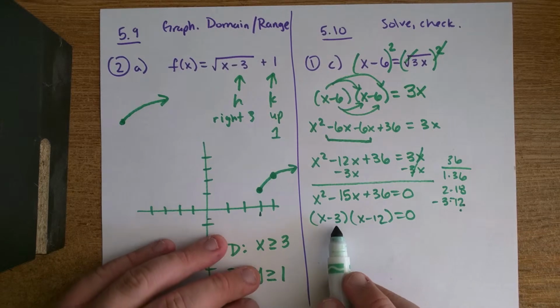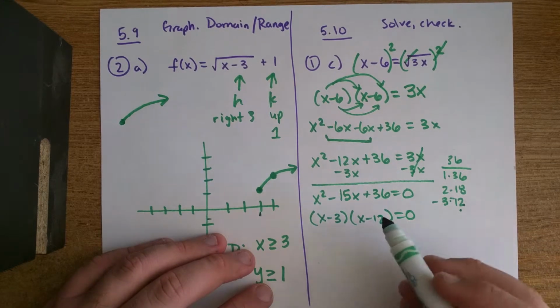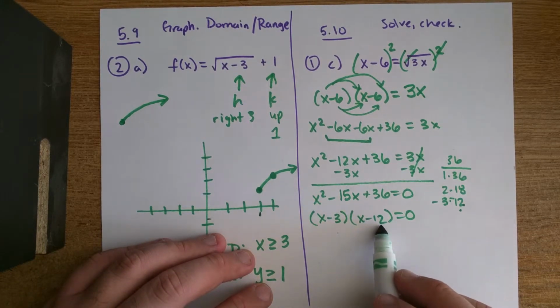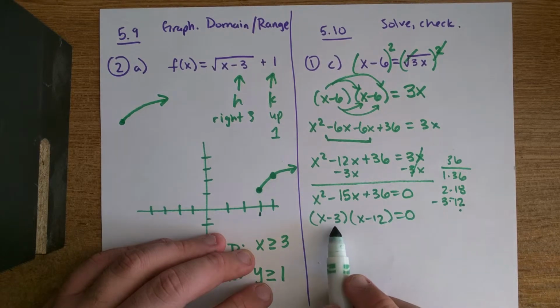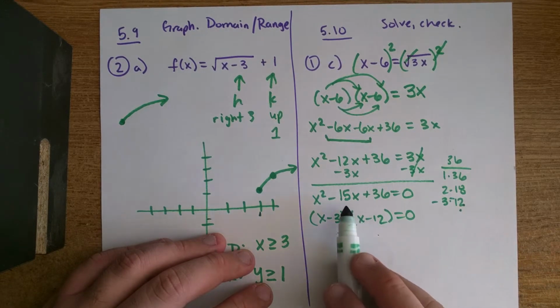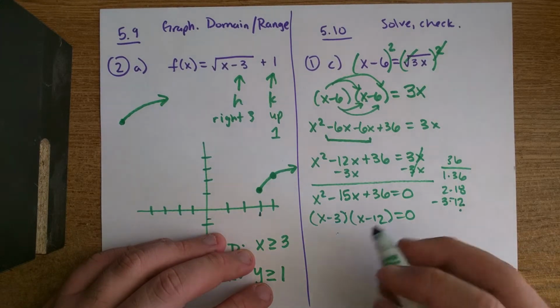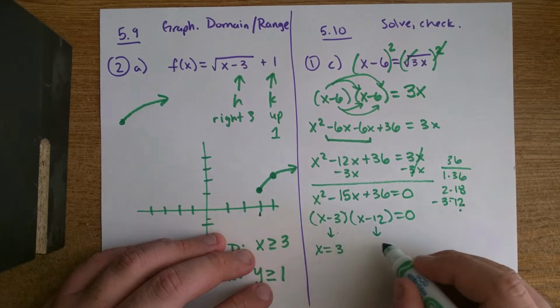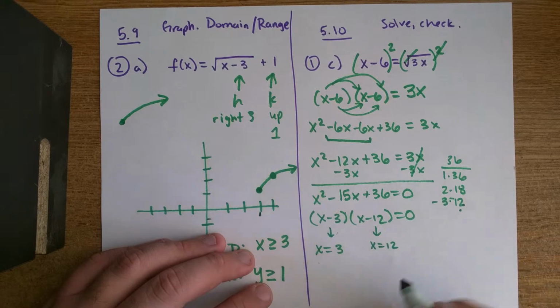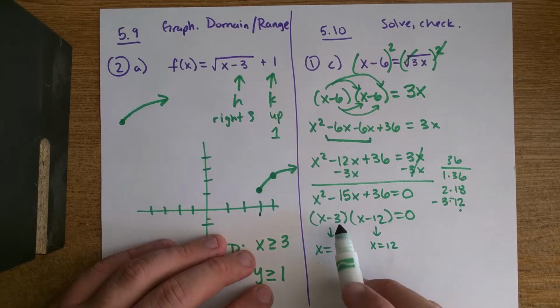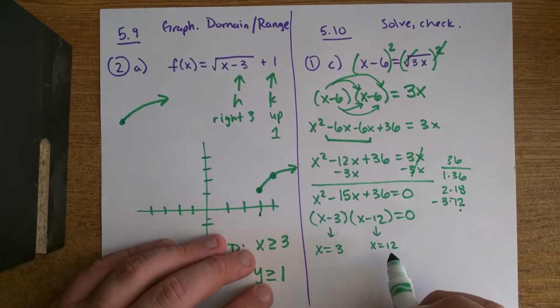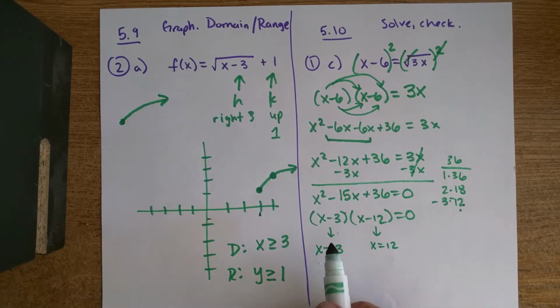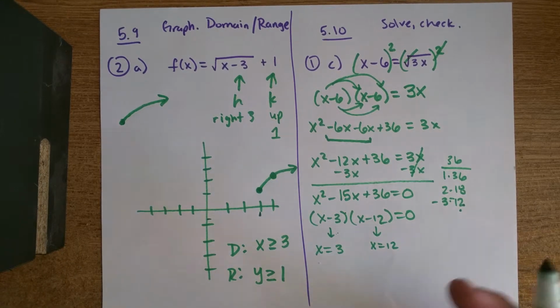And it works, right? Because remember, that's how factoring works. -3 times -12 is positive 36. -3 minus 12 is -15. Now, from each factor, what do I get? From here, I get x equals 3. From here, I get x equals 12. You know the little trick: -3 gives you positive 3, -12 gives you positive 12. Now, these are both our solutions, except one of them might not actually work.